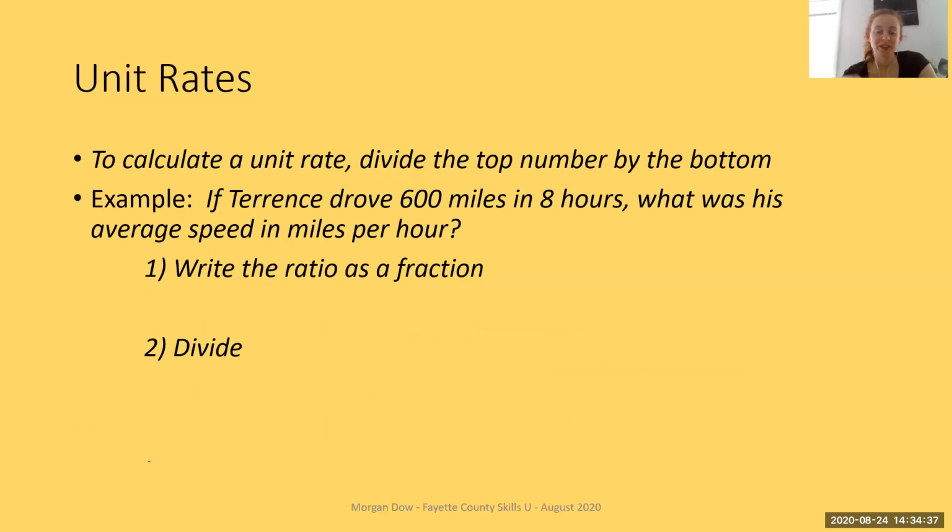So, for example, if Terrence drove 600 miles in 8 hours, what was his average speed in miles per hour? This problem starts off by giving me this ratio of miles and hours, and then I'm being asked to figure out the miles per hour. So I'm being asked to figure out the unit rate here. First, I will set up my ratio just so I'm clear on what I'm comparing. I want miles to hours, miles per hour. So miles first and hours second.